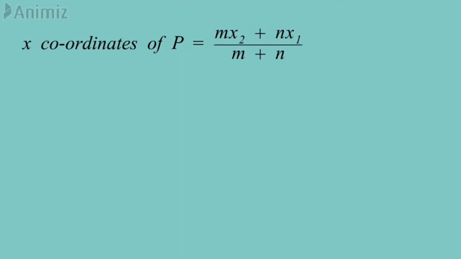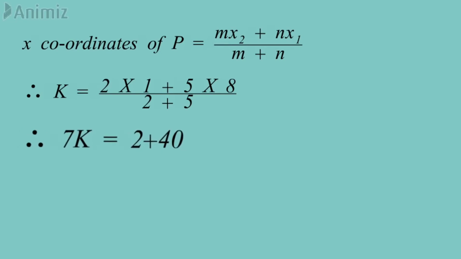Now you are also asked to find out the value of k. For that, we will go with the x coordinate of P, that is equal to mx2 plus nx1 upon m plus n. Now when you substitute the values in this, what you'll get? K equal to 2 into 1 plus 5 into 8 upon 2 plus 5. Now 2 plus 5 means 7. 7 when you multiply with k, it will be 7k equal to 2 plus 40. So 7k will be equal to 42. 40 plus 2 will give you 42. So k will be 42 upon 7. When you reduce it, it will be 6. So what will be your value of k? 6.